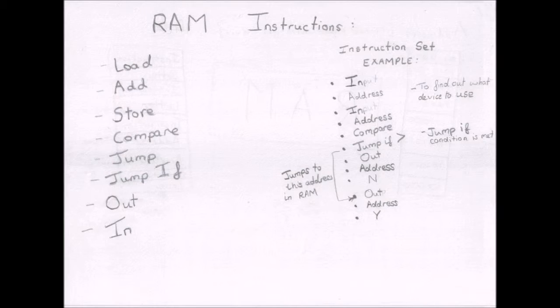The store instruction. This saves a number in the CPU to RAM. The compare instruction. This compares numbers in the RAM. The jump instruction. This jumps to another address in the RAM. The jump if instruction. This jumps to another address in the RAM only if a certain condition is met. The out instruction. This outputs data to an output device. And the in instruction. This takes an input from an input device.